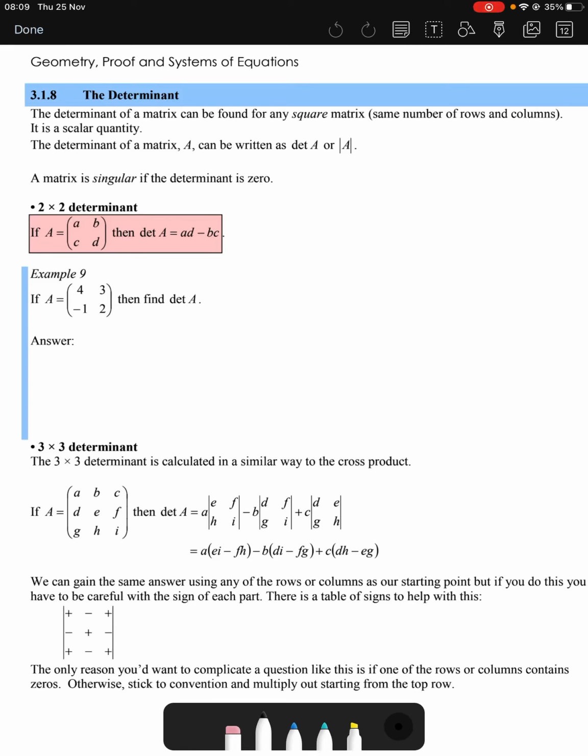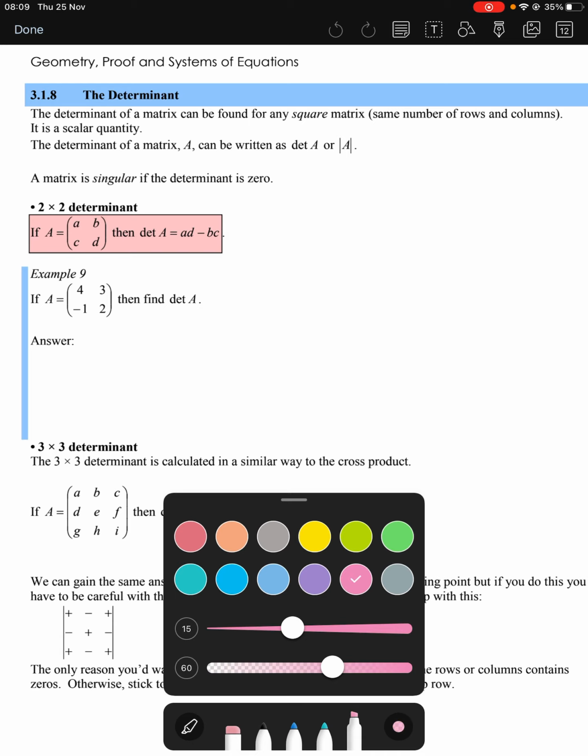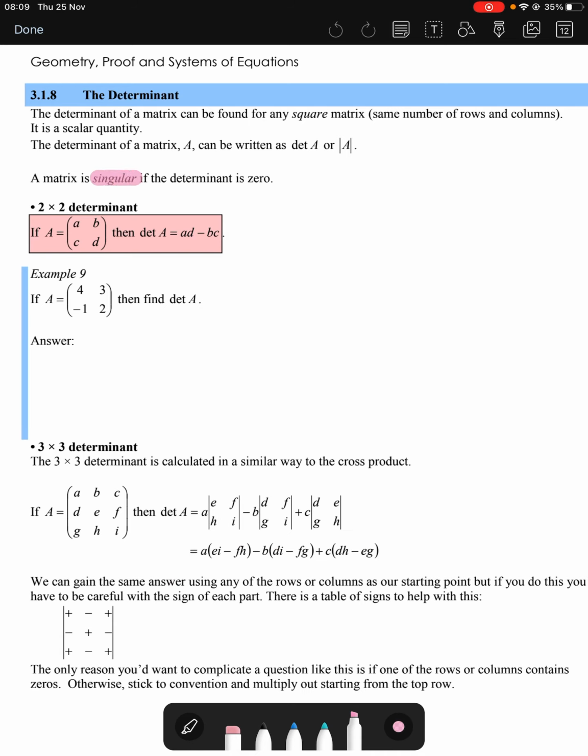So we're going to work out the determinant of a matrix, either a 2 by 2 or a 3 by 3. Okay, so it has to be a square matrix. Now basically the determinant is only really used to figure out the inverse of a matrix, right? But there is something really, really important, which is this. So a matrix is singular if the determinant is 0. So if you did that and you got your determinant as being 0, it basically means there's no inverse.